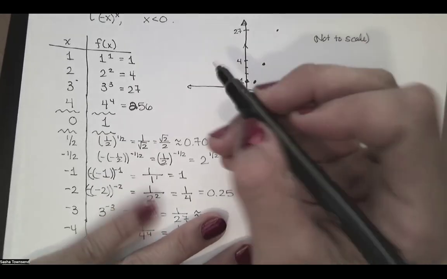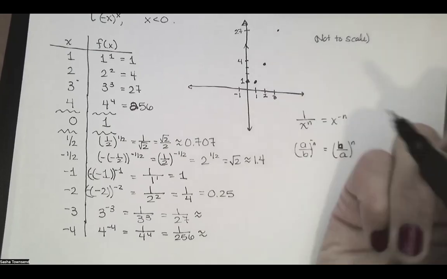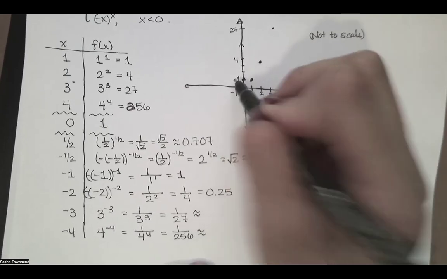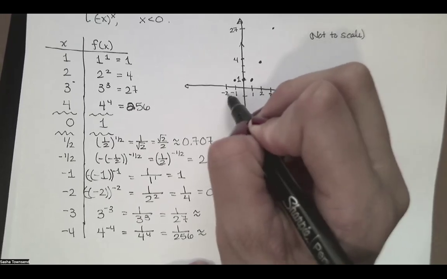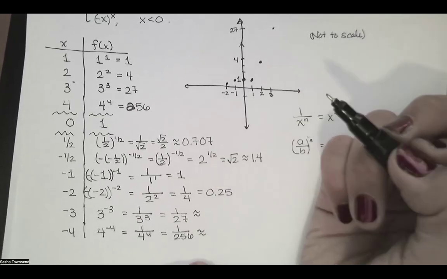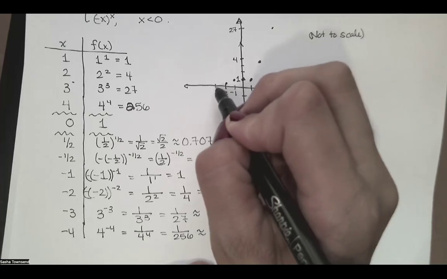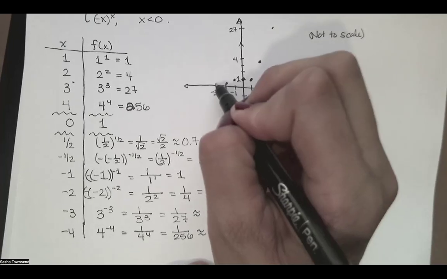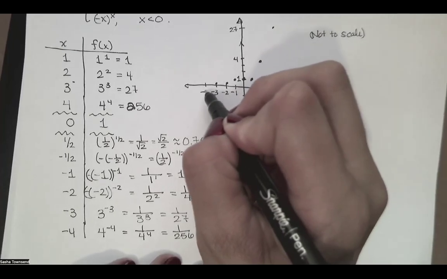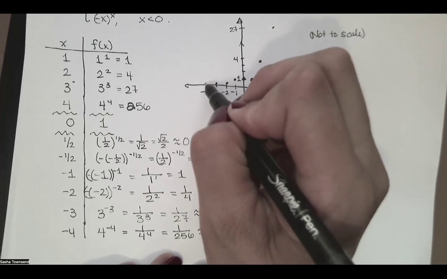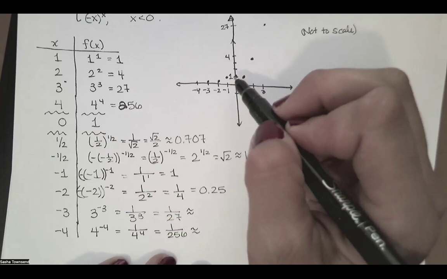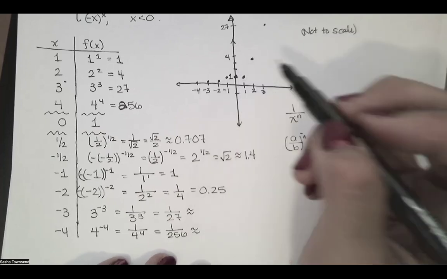And then over here on this side, at -1, our y value is 1. At -2, the y value is 1/4. At -3, the y value is 1 divided by 27, so it's tiny and positive. At -4, it's 1 divided by 256. It's very, very tiny and positive, almost 0. So we see there's something interesting happening here in the middle.